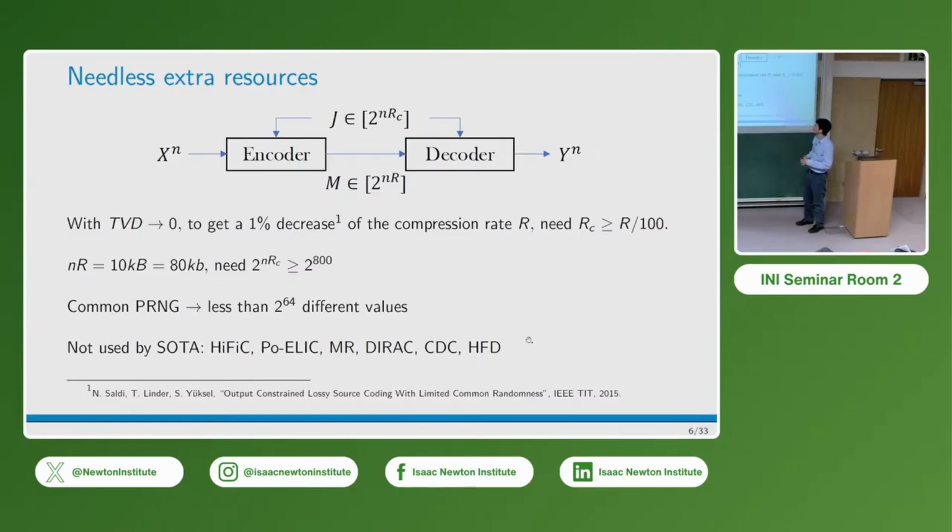So we see a disconnect between theory and practice, where in practice, the state-of-the-art image compression schemes are not using common randomness, and definitely not these large amounts of common randomness. And so, of course, the point is, if you don't have these insane amounts of common randomness, then you lose in terms of compression rate. You are suboptimal in terms of file size.